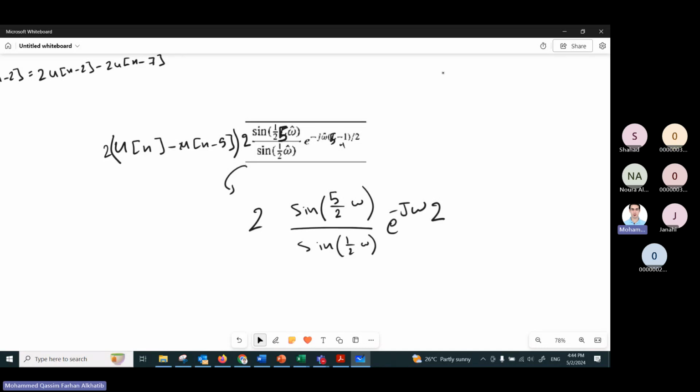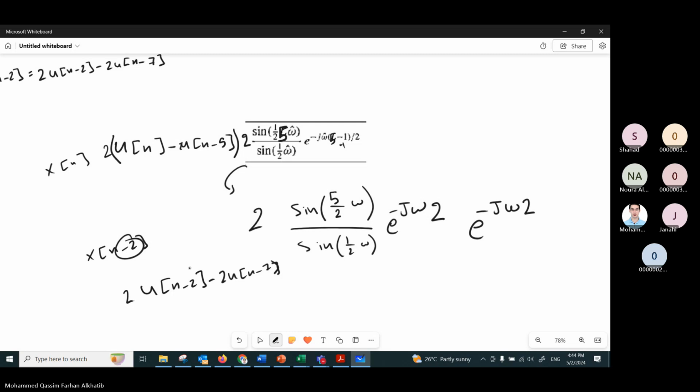This question is not done yet because this is x of n. Now I have x of n minus 2, which is u of n minus 2 minus 2 u of n minus 7. That's the question. So e to the power minus j omega 2. Why? This came from the shift 2. And those could be easily added e to the power minus j omega 4. So both of them.